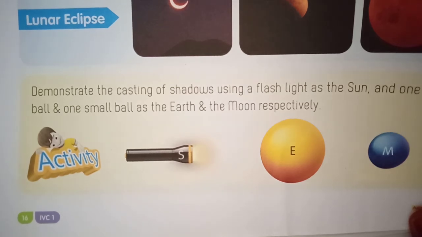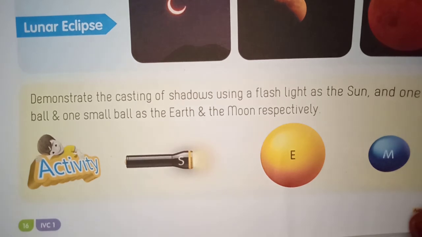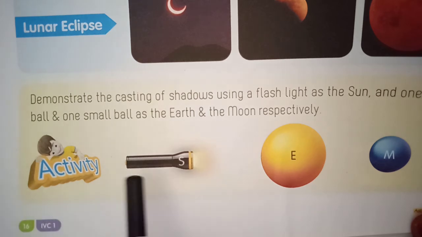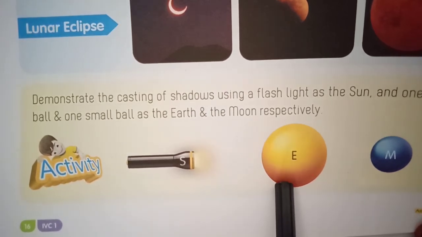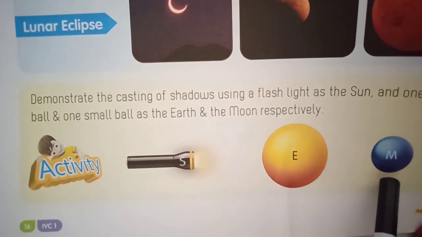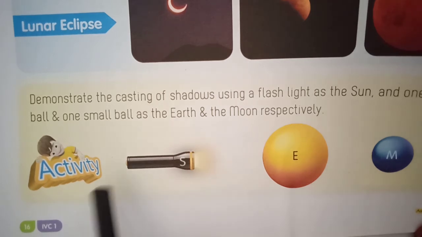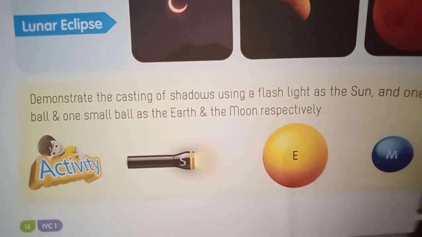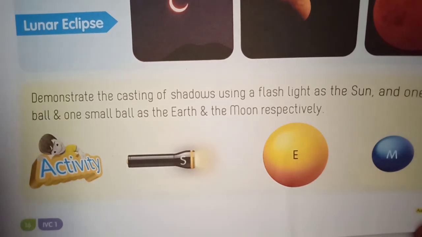You can understand eclipses well by doing the activity given below. Take a torch which acts as the sun. Take a big ball which is like the earth and a small ball like the moon. Keep those according to the order given. Now switch on the torch and observe. You can understand the eclipses.